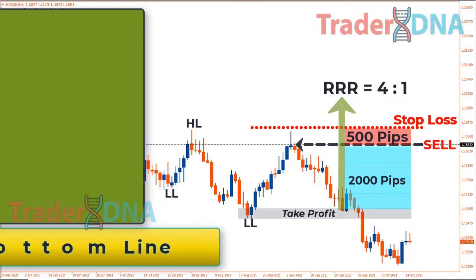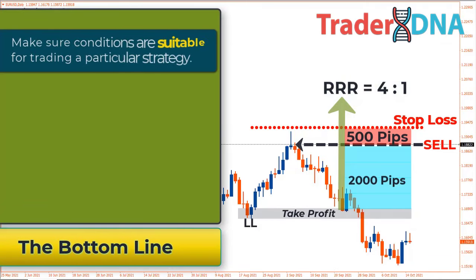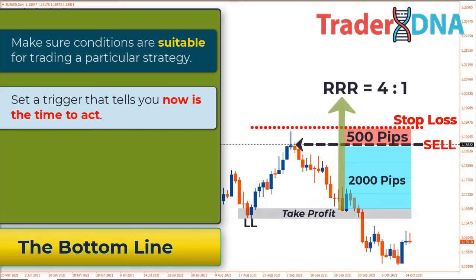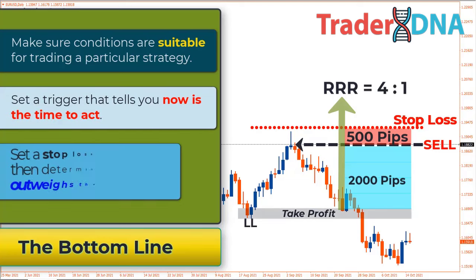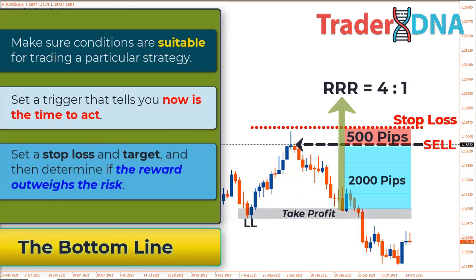The bottom line. Make sure conditions are suitable for trading a particular strategy. Set a trigger that tells you now is the time to act. Set a stop loss and target, and then determine if the reward outweighs the risk. If it does, take the trade. If it doesn't, look for a better opportunity. Consider other factors that may affect your trading and implement additional steps if required.